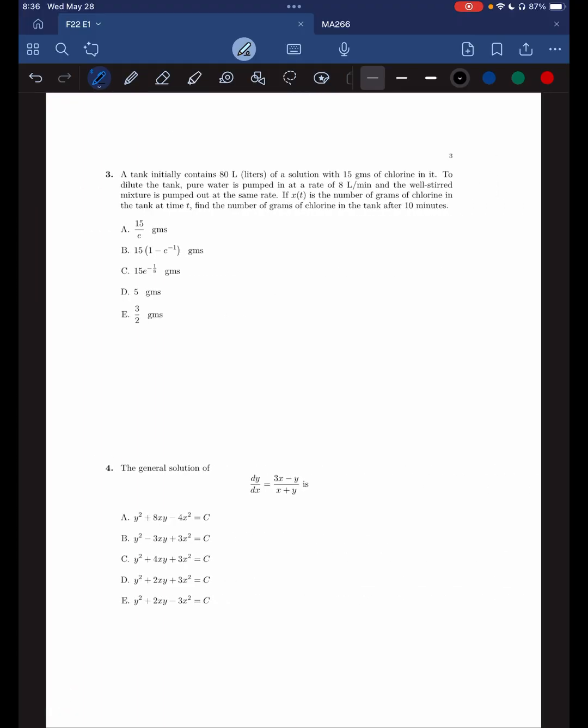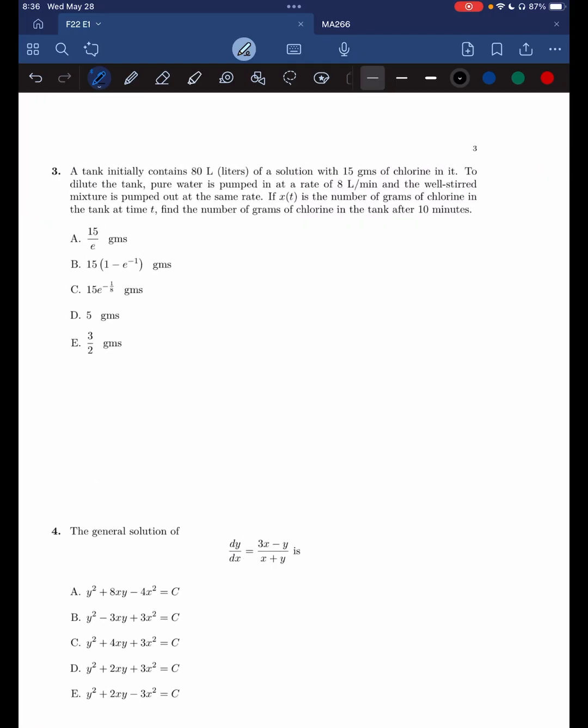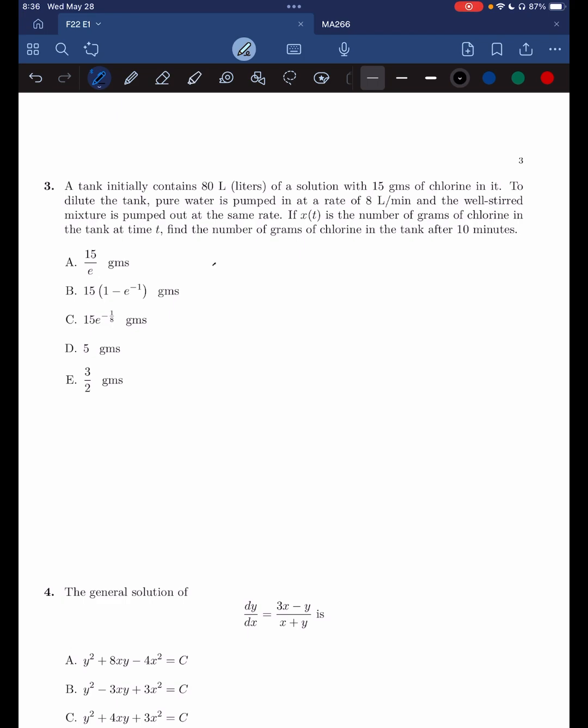Now we have a tank problem. Before I do anything, I just want to write the general form we will be following all the time. R in times concentration in minus R out times concentration out. Now let's annotate this.